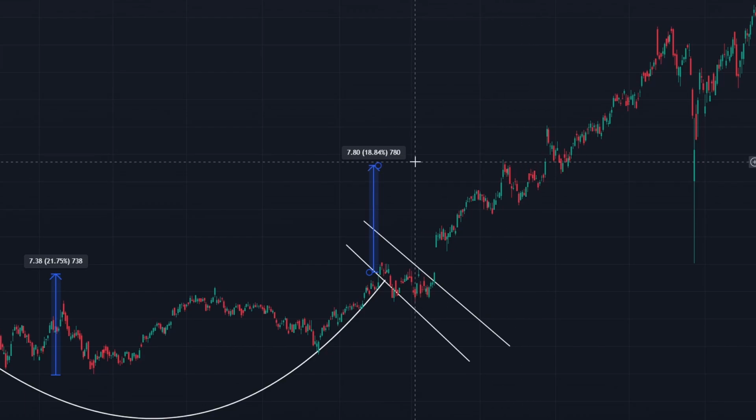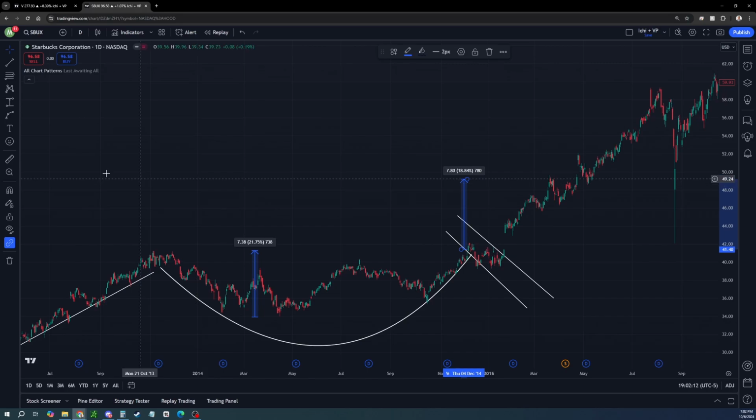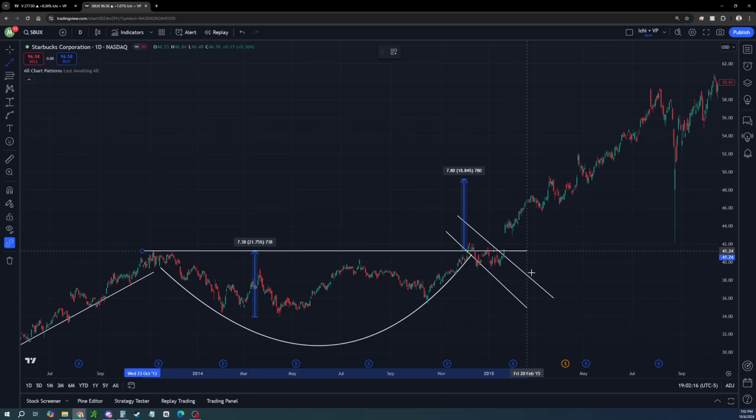Right at this peak right here. That would have been a great exit, even though it kept going up after that. Let's draw our neckline. That point right there would have been a great exit. So let's name these here.